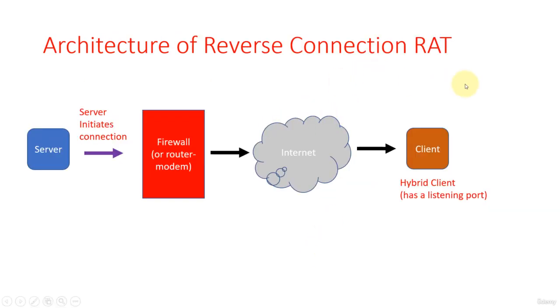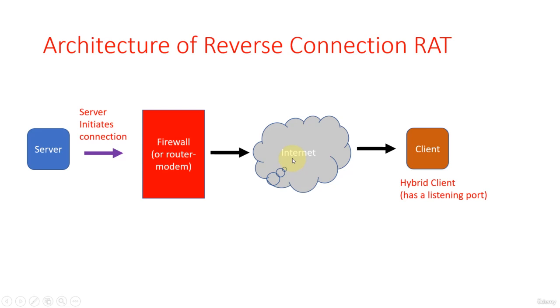We can use something called reverse connection. So this is an architecture of a reverse connection RAT. The simple solution to that is you let the server initiate the connection to the client. You can use this method because the firewall will not block the server which is trying to go out to the internet.